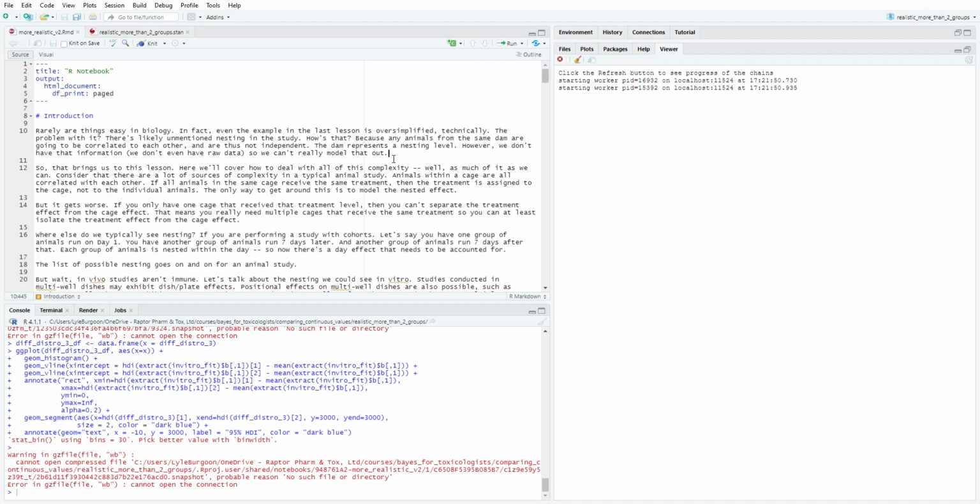So what we're going to do right now is we're going to imagine that we have a case where we do know more about what's going on in the study. And we are going to do our best to handle that complexity. And I'll show you how this works using a hierarchical Bayes model.